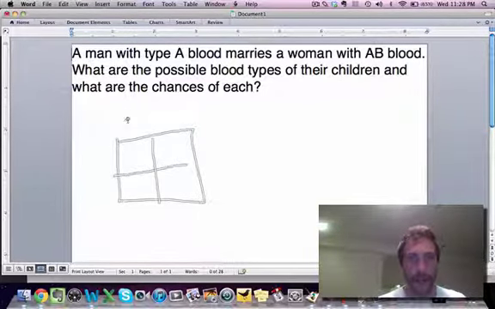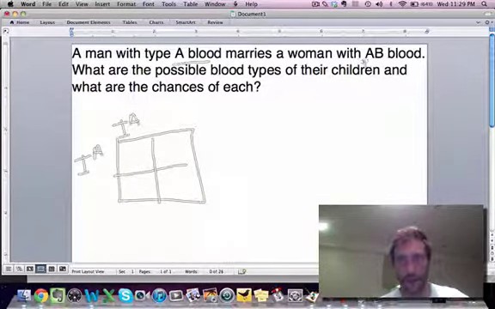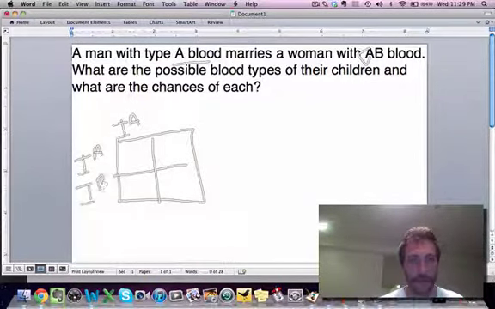So type A blood. The one thing we don't know here is whether this guy is heterozygous or homozygous. We know that he has this allele because that's his phenotype, type A blood. We actually don't know what's here yet, but we'll get to that. The woman, we know she's got an A here, and she's got to have the B allele also because she's AB. So we've taken care of her genotype.